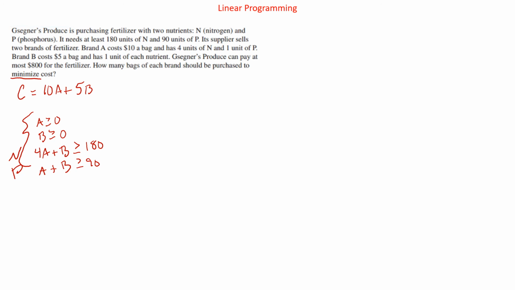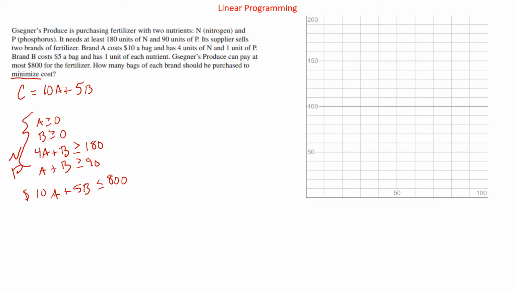And then we can pay at most $800. So we'll also have that cap, that 10A plus 5B is going to have to be less than or equal to 800, but that probably won't make much of a difference because we're trying to get the smallest cost anyway. So let's graph. Notice in this case 10 to 10 isn't going to work, so we need a bigger one.